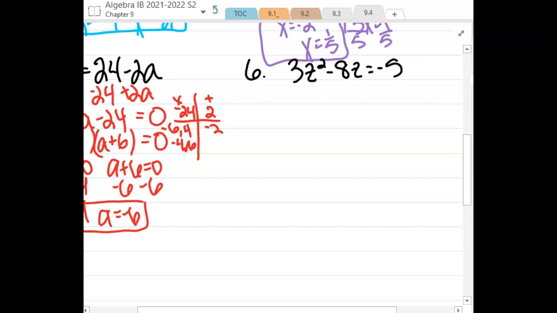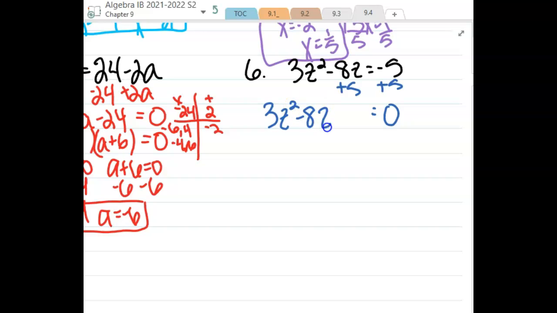Okay, what's the first thing I need to take care of? It has to equal 0. So, in this case, remember, two things. Your square term has to be positive. My 3z squared, it's already positive, so don't move it. So we're going to move that minus 5 over to the other side. And then remember, you want them to be in order. So it needs to be the z squared, the z, and then the constant. So it's going to be 3z squared minus 8z plus 5 equals 0.